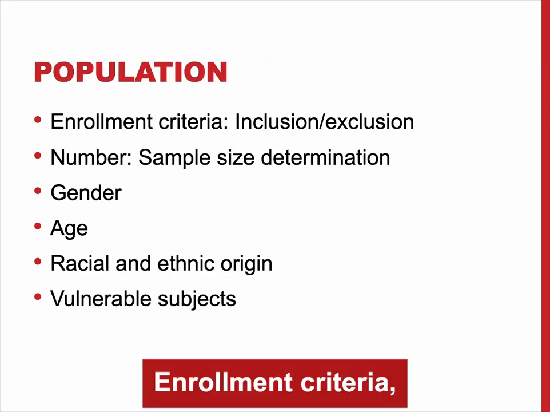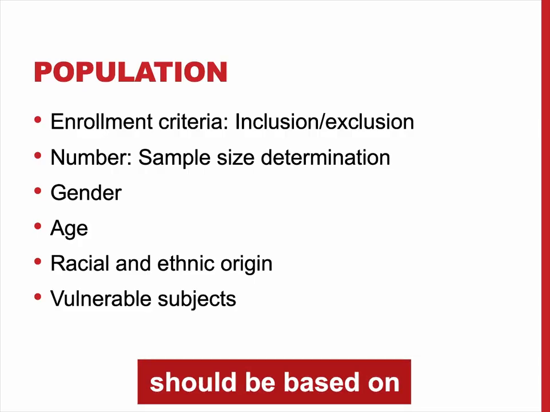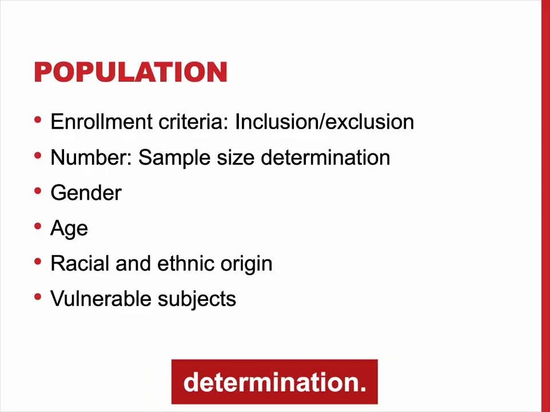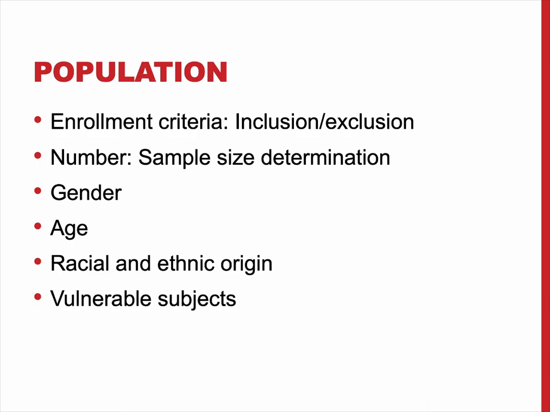The enrollment criteria, both inclusion and exclusion criteria, define the study population. The number of patients to be enrolled should be based on the selected effect size in the sample size determination. The gender, age, racial, and ethnic origin, and the inclusion of vulnerable subjects should be specified.